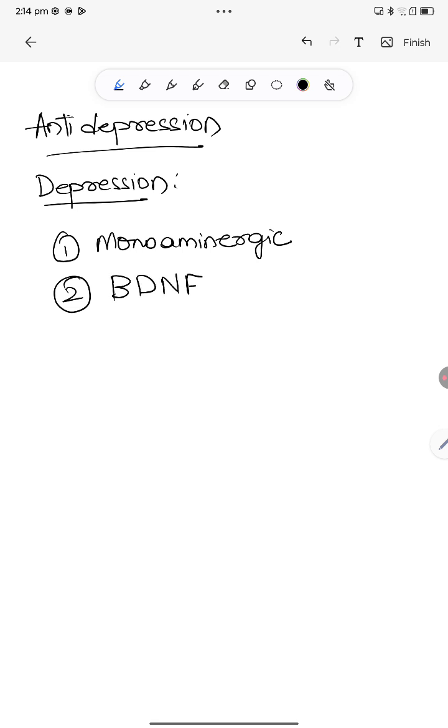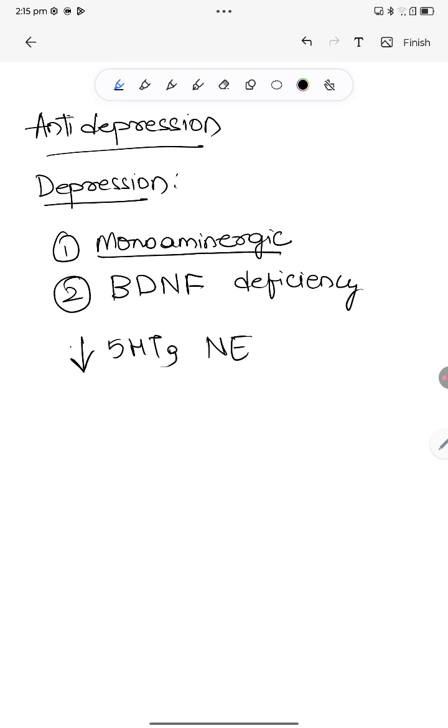The theory of depression mainly deals with the monoaminergic hypothesis, as well as the other theory of BDNF deficiency, brain derived neurotrophic factor deficiency. We have to talk in detail about the monoaminergic theory. What does this theory of depression tell us? There will be a deficiency of either serotonin or norepinephrine in a case of depression.